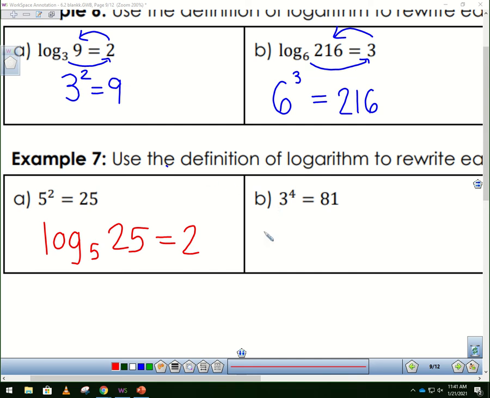So using that logic, what would B be? Log base, what? Good. 81 equals 4. Good. Any questions on either of those two? You're just working your way backwards. Okay.